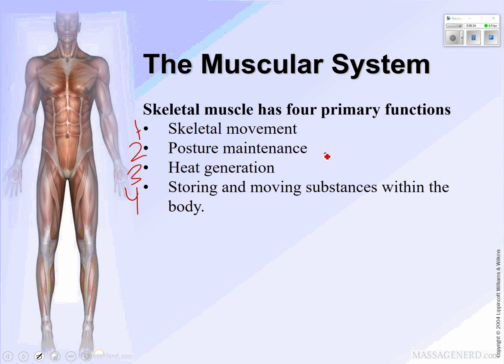Storing and moving substances within the body. Smooth muscles are going to move your food substances through the GI tract. It's also going to help prevent outflow of contents of the hollow organs as well.